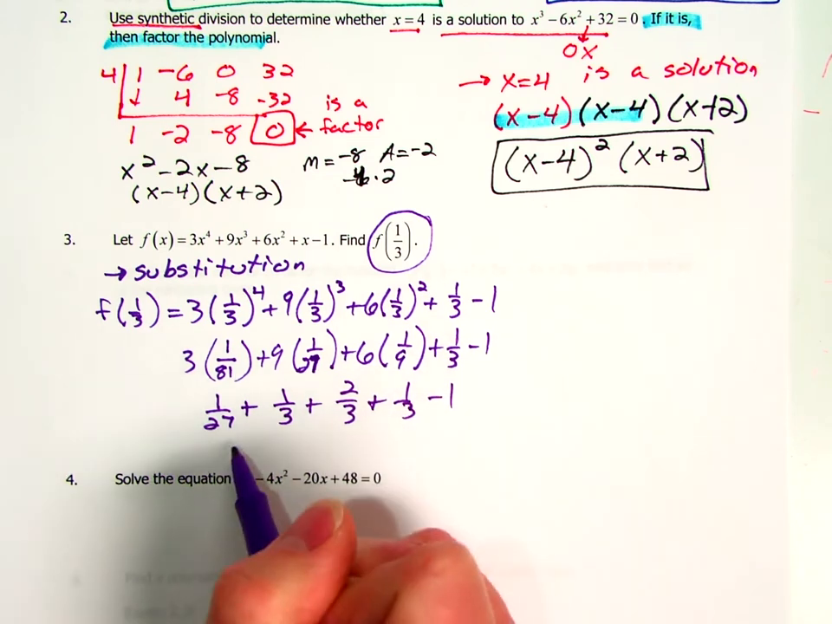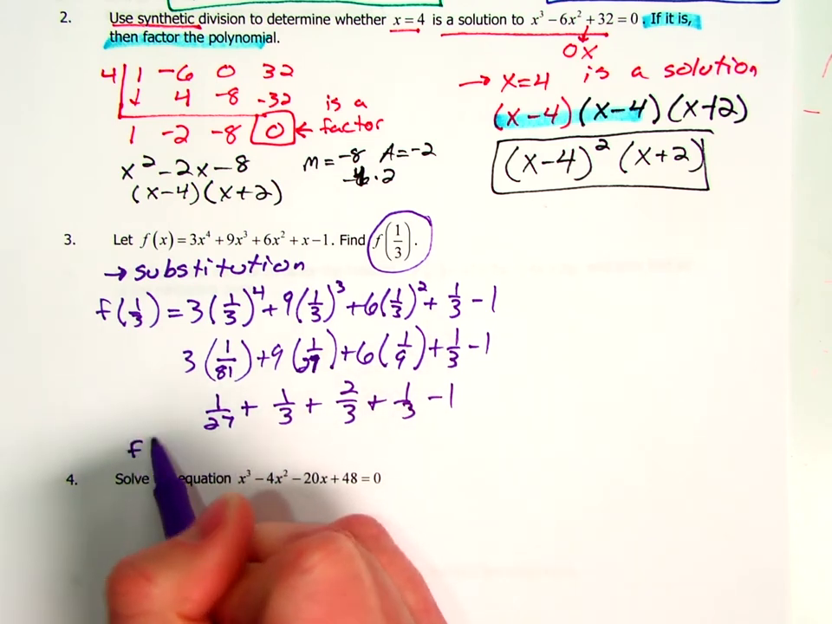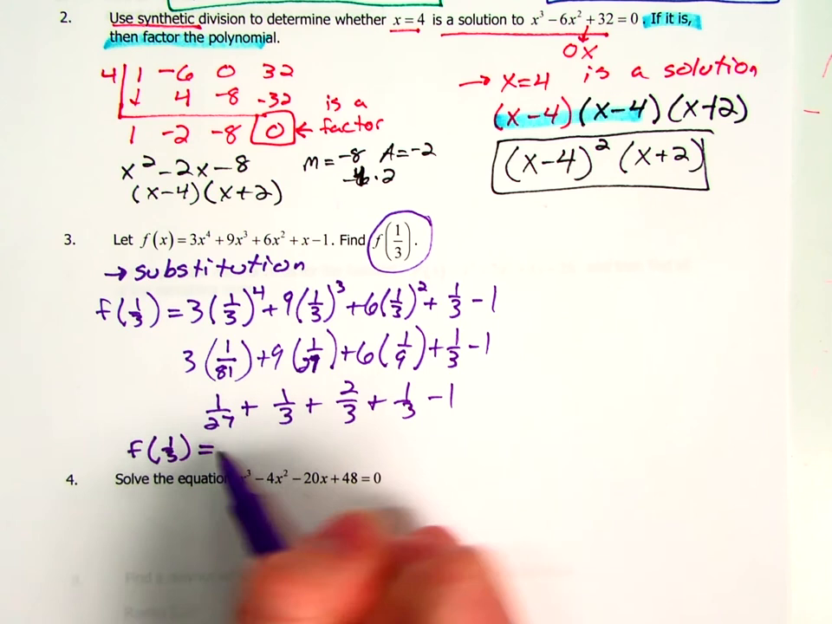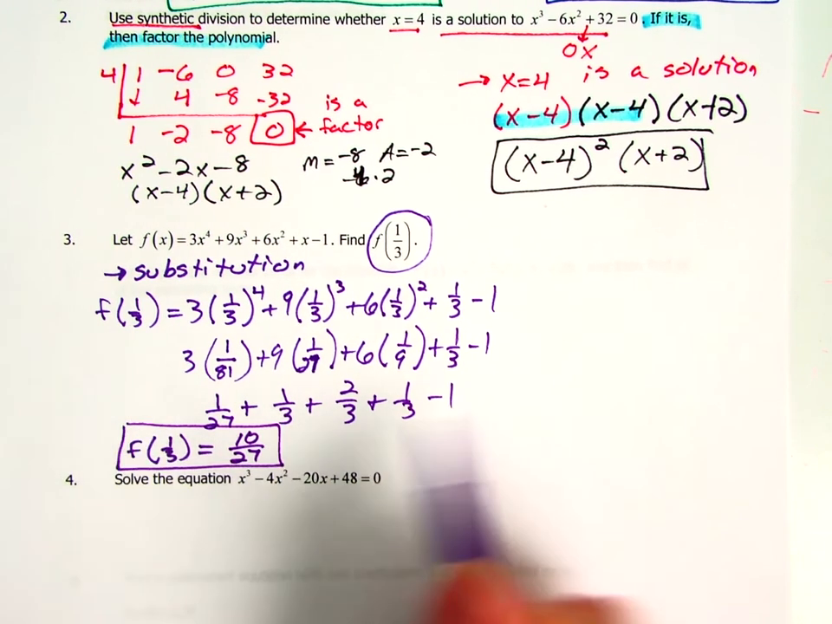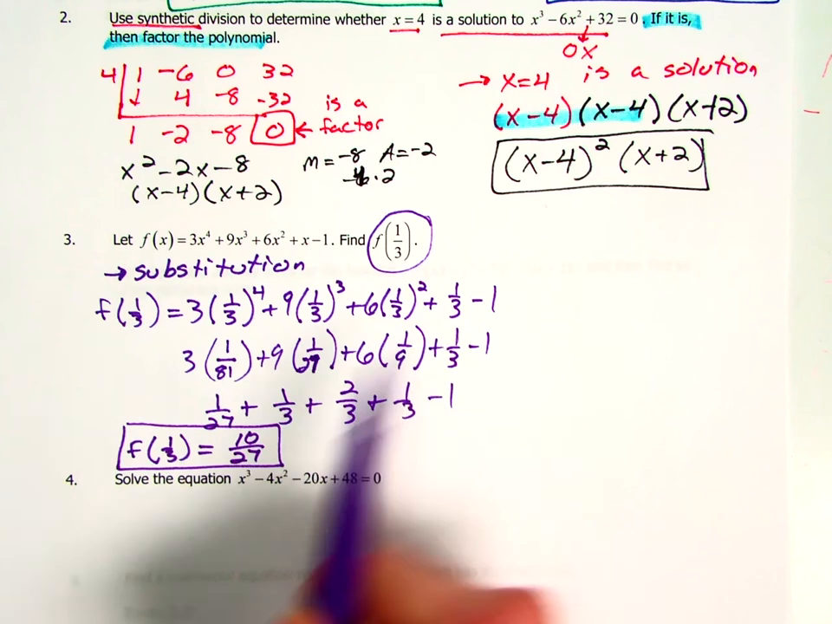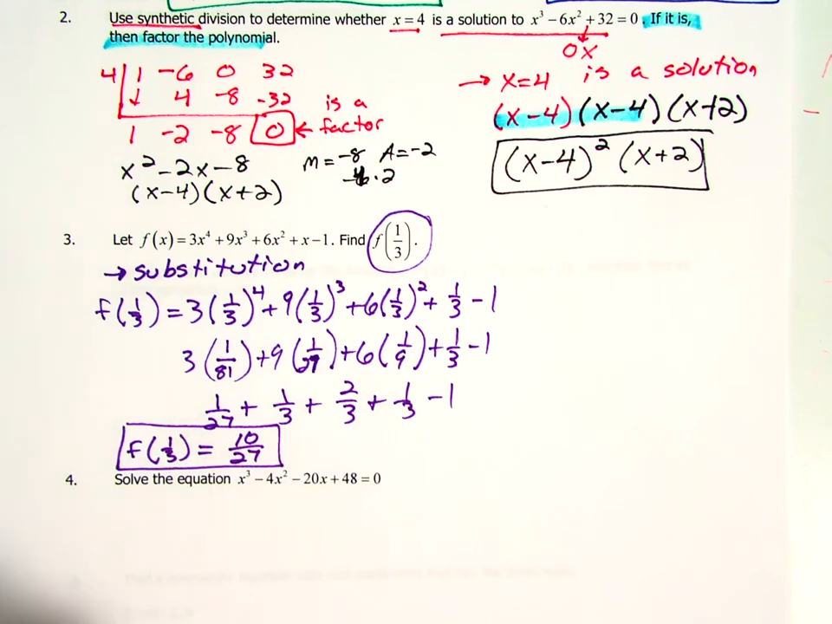And in the end, if you typed this in, you would end up with f of 1/3 equals 10 over 27. Now, if you had typed this all in your calculator at once, that would have been fine, but make sure you turn it back into a fraction so you get the fraction answer.